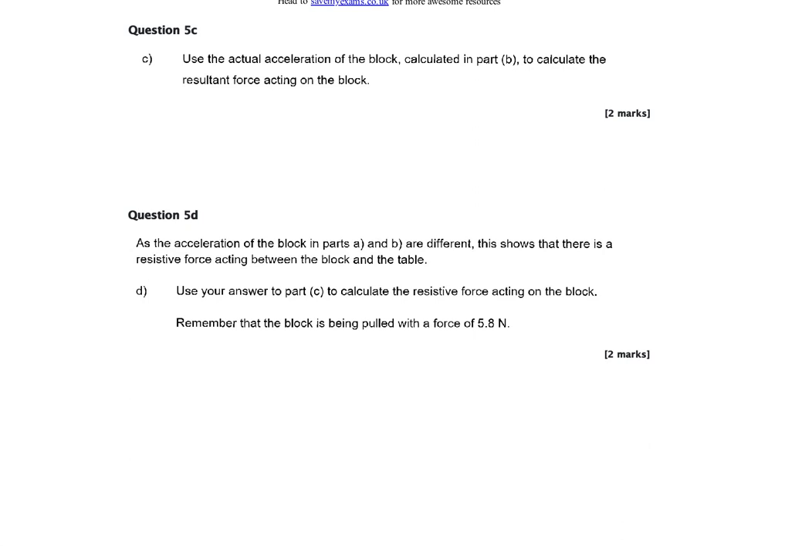Question 5c, use the actual acceleration calculated in part B. We just worked that out, I'll copy that over, 0.31 meters per second squared, to calculate the resultant force. So again, we're going to use our F equals ma. This time we're working out our resultant force. So we'll pop in our acceleration and our mass. Our mass was that first 5.2 times our acceleration. We're going to get 1.612 newtons.